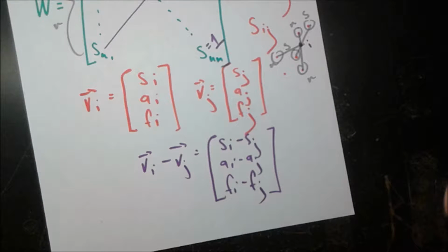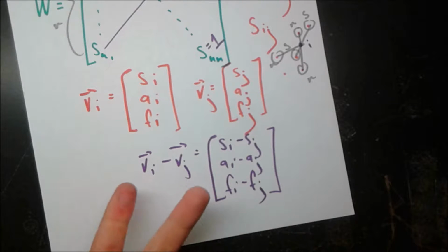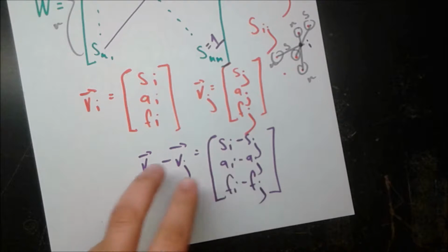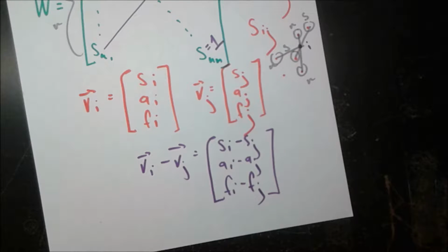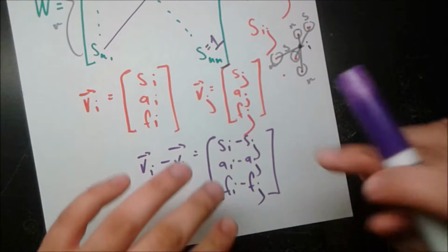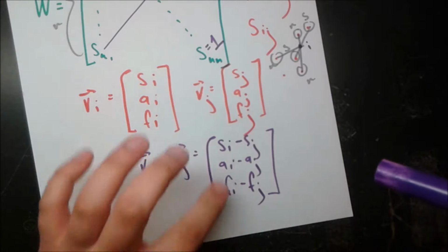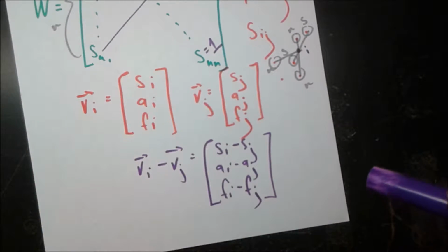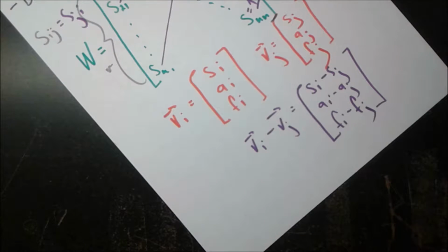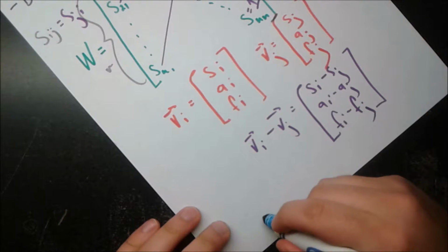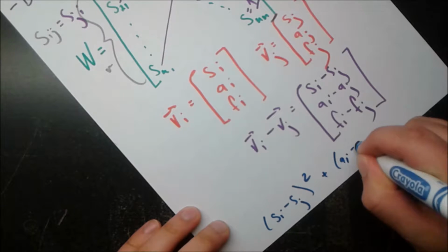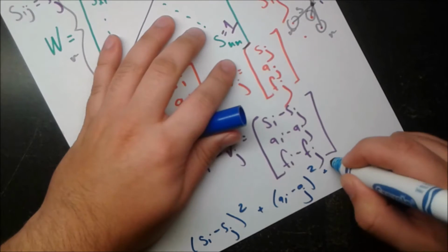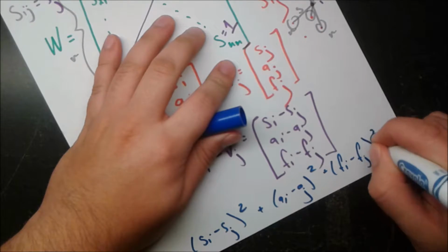But let's do a little fix right here, because we don't want the order to matter. If we took Vj minus Vi, then this would be negative rather than positive if it was positive in this case. So we don't want the order to matter. When we're compressing all this down to a single number, rather than just adding up these 3 components, we're going to be adding up their squares. So we're going to be doing Si minus Sj squared plus Ai minus Aj squared plus Fi minus Fj squared.